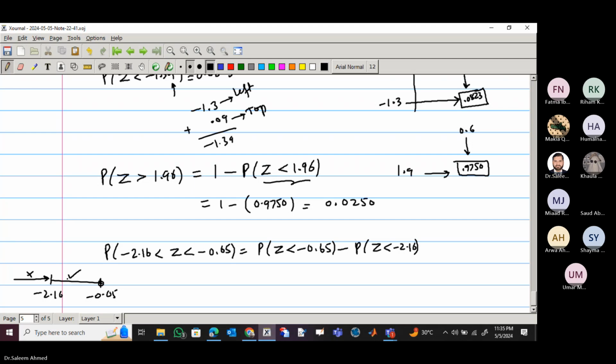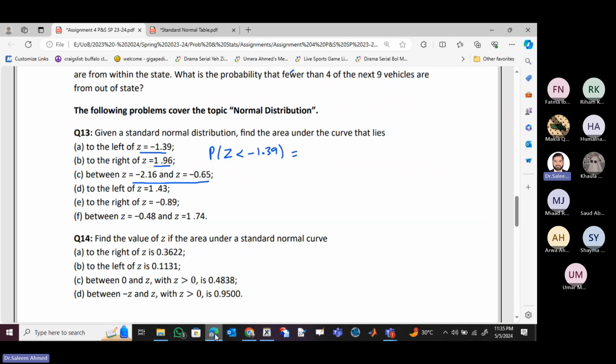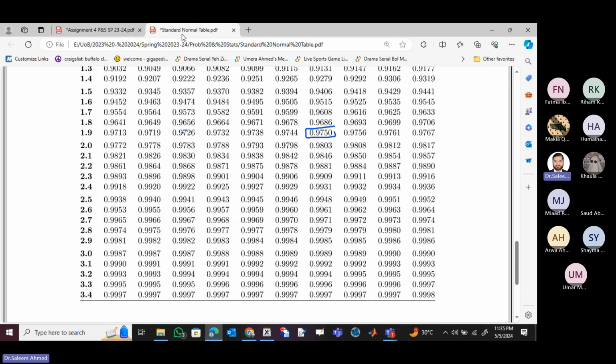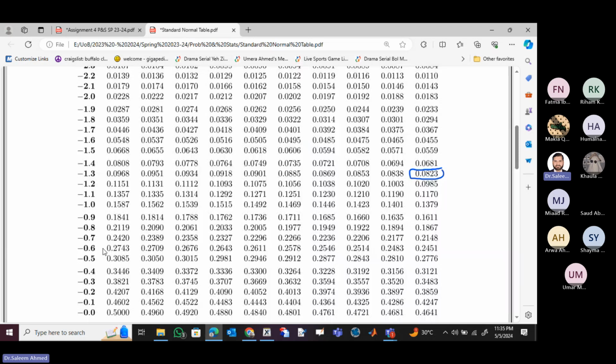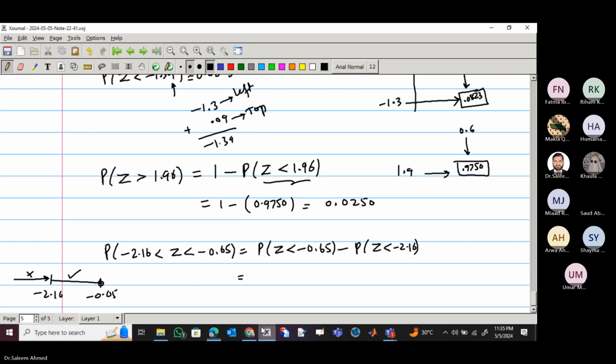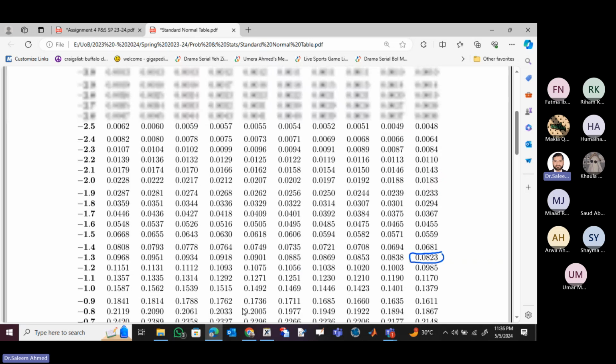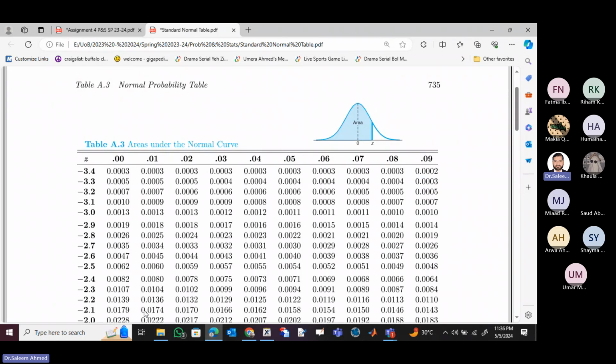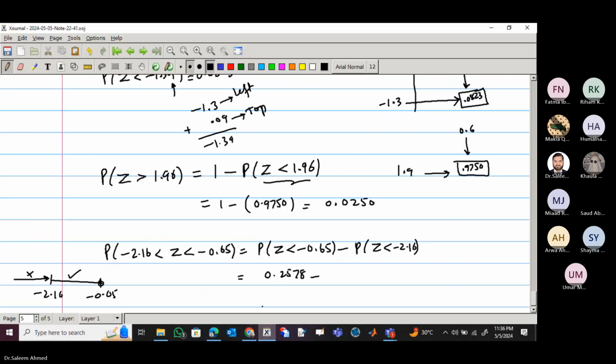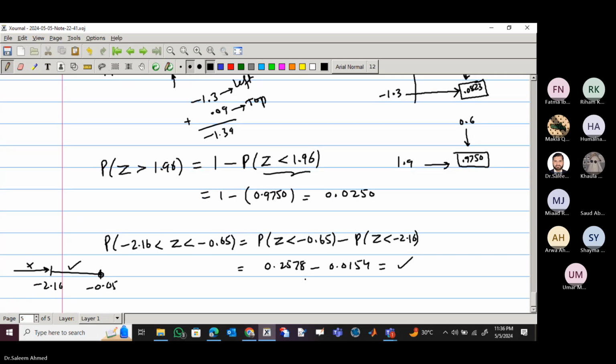So you can write minus 0.65. Minus 0.6 is this row, and 0, 1, 2, 3, 4, 5, so 0.2578. And minus 2.16: minus 2 is above, minus 2.16, 0, 1, 2, 3, 4, 5, 6, gives 0.0154. Now you can subtract and get the answer. This is how you find the probabilities between two values.